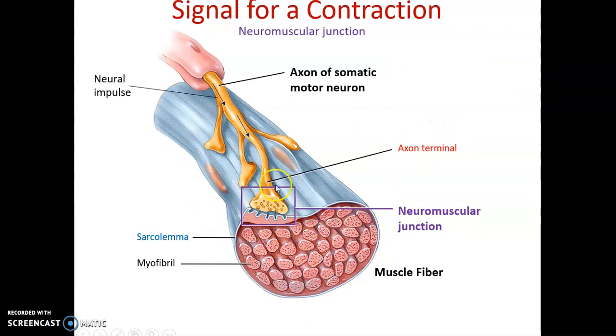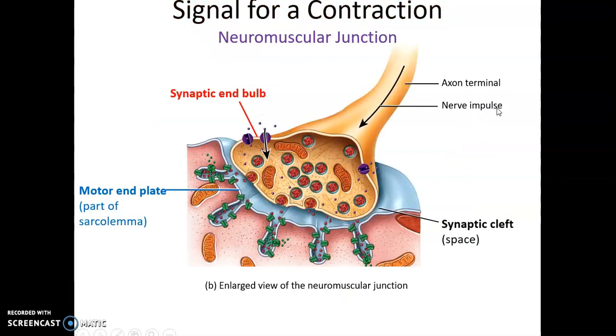Now within the neuromuscular junction, we have, of course, the axon terminal, and we have part of the sarcolemma of the muscle fiber, and the nerve impulse, when it arrives, will travel down the axon to the axon terminal, but it cannot reach the muscle fiber directly. The reason for this is when we take a close look at the neuromuscular junction, we see that the very end of the axon terminal is a structure called a synaptic end-bulb. This is the very end of the axon.